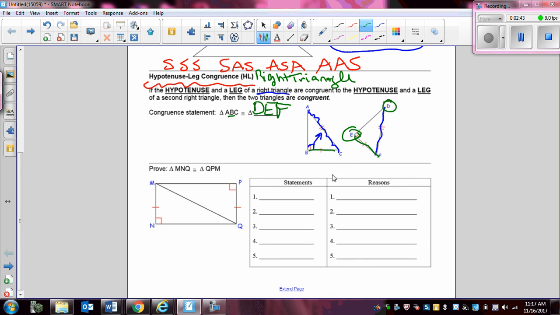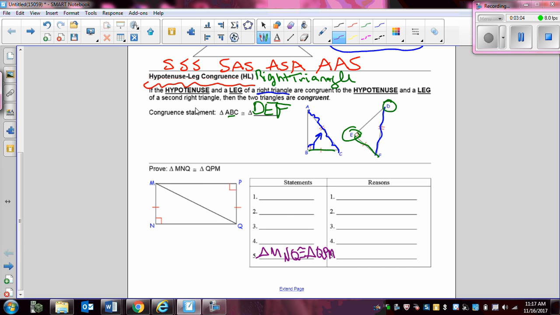We're going to work on another proof. We're going to just keep on going over proofs, getting as much practice as we can. We're trying to prove these two triangles are congruent in this order. So our last step needs to be triangle MNQ is congruent to triangle QPM.